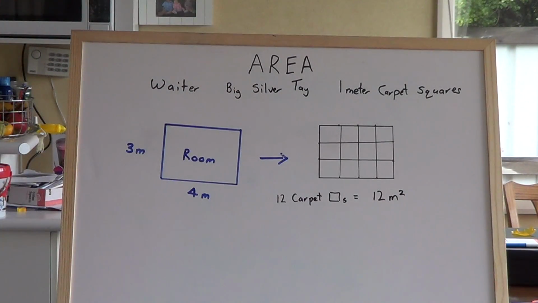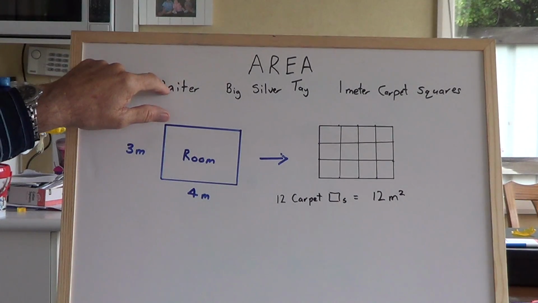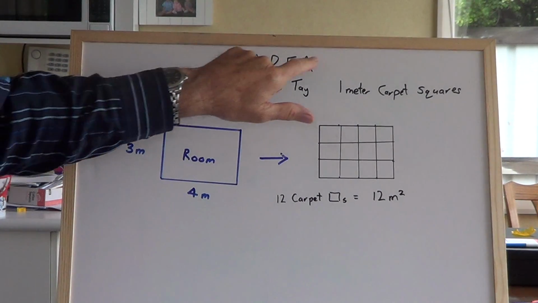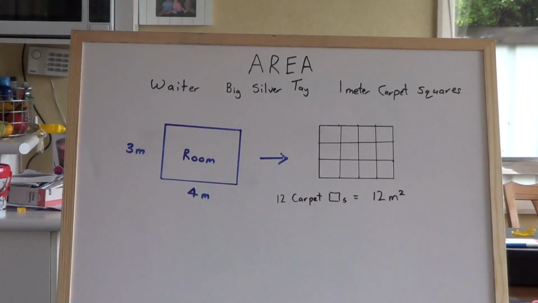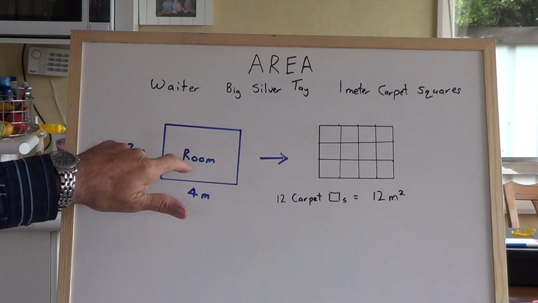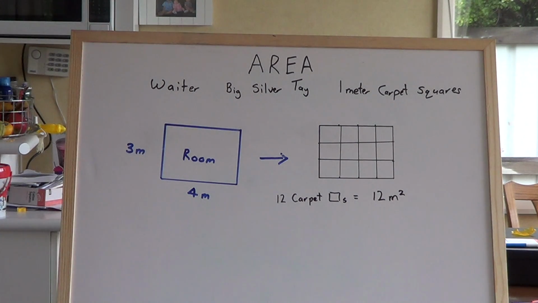Area. My concrete concept is a waiter. He's got a big silver tray. On the silver tray he's got great 1 metre square carpet squares. He steps into this room, which is 3 metres by 4 metres.